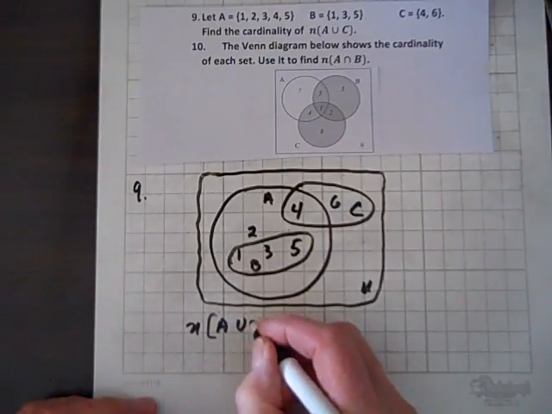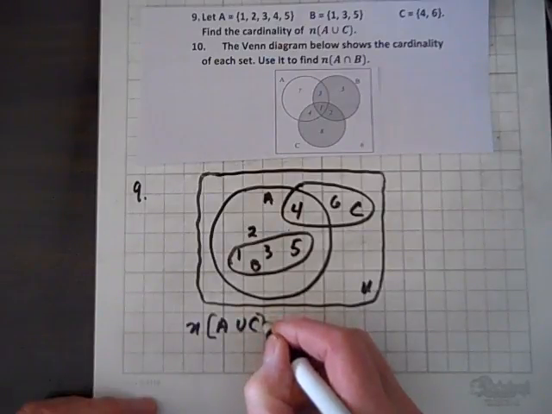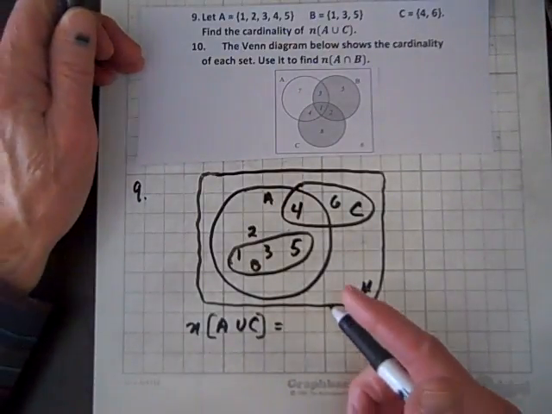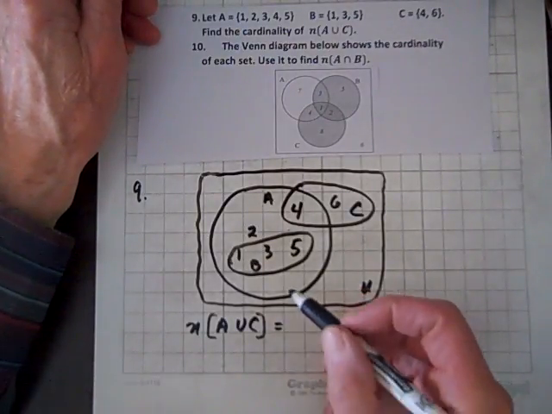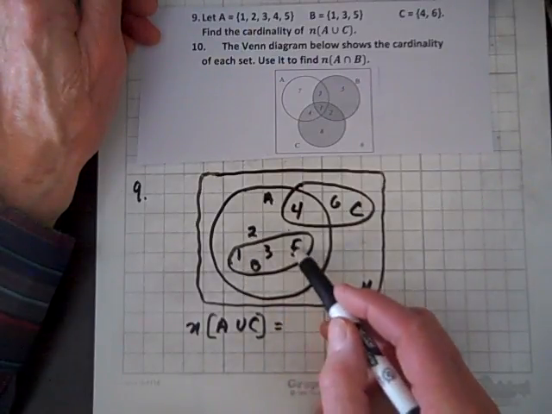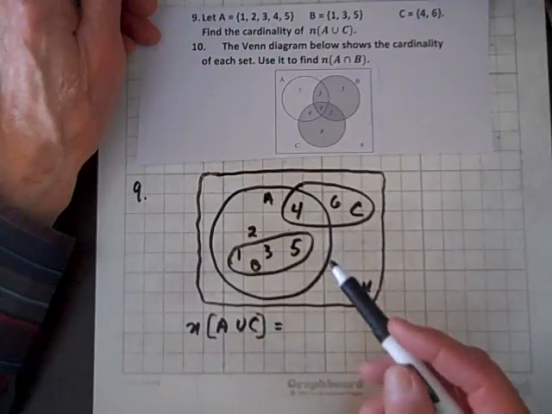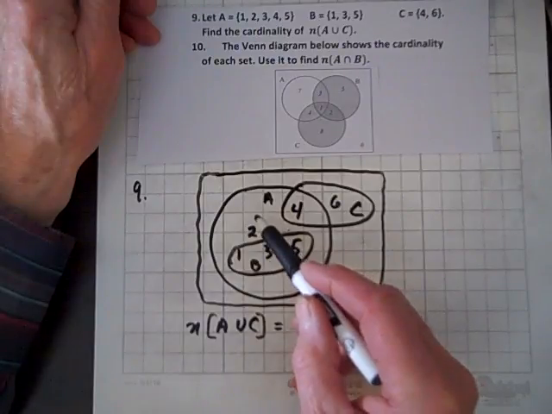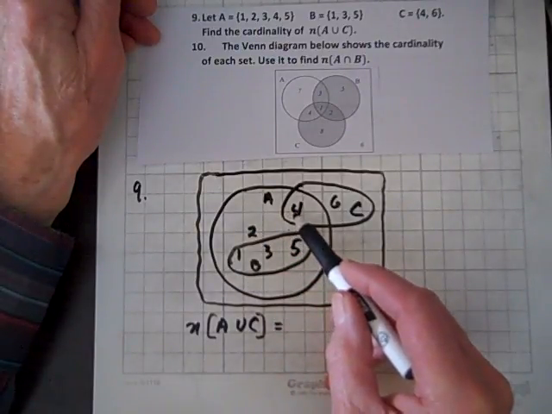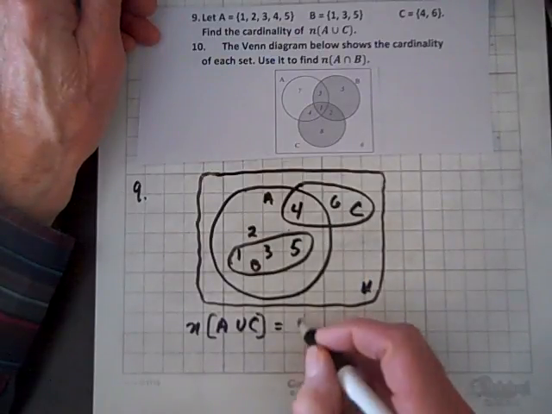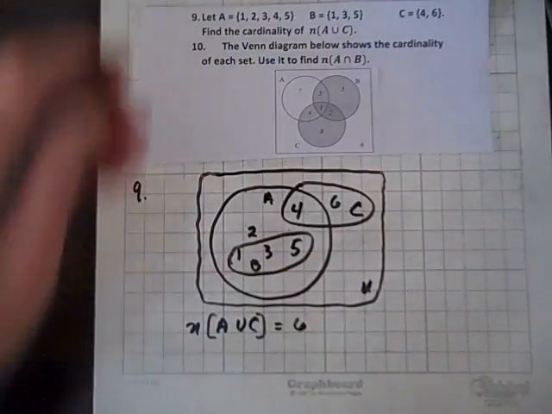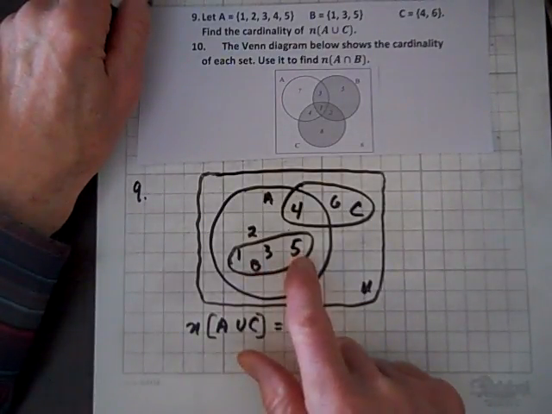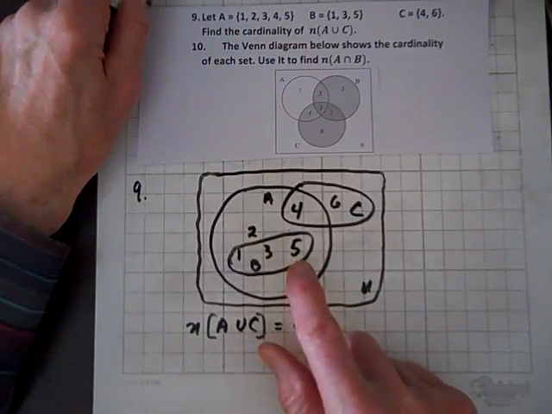A union C. So the cardinality, when they ask for cardinality, the question is how many elements are in the set? Well, let's see, we have 1, 2, 3, 4, 5, 6, because it's A union C, so everything in A in union with everything in C. So we have 6 elements, and so that's the cardinality of A union C. And you can say, but 1, 3, 5 are in B, but they're also in A.